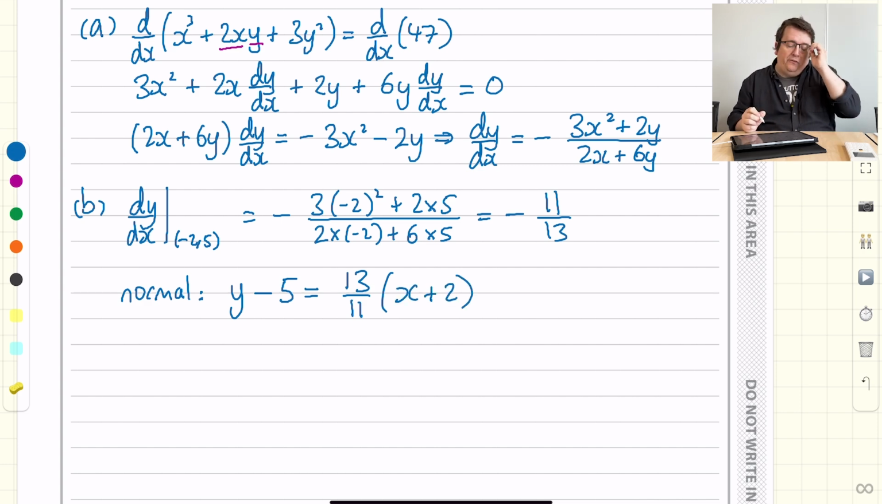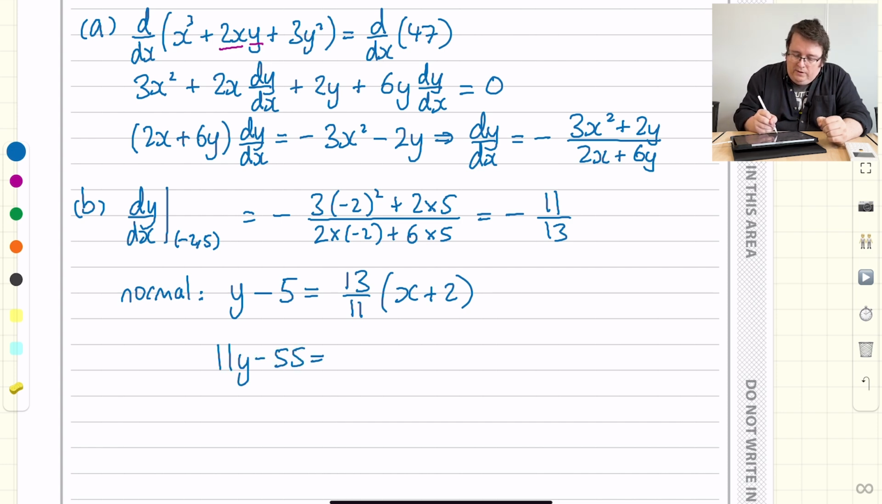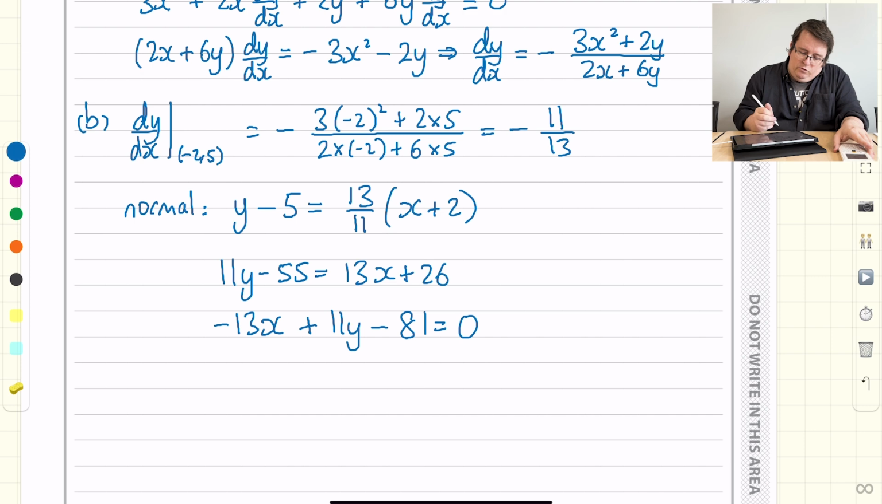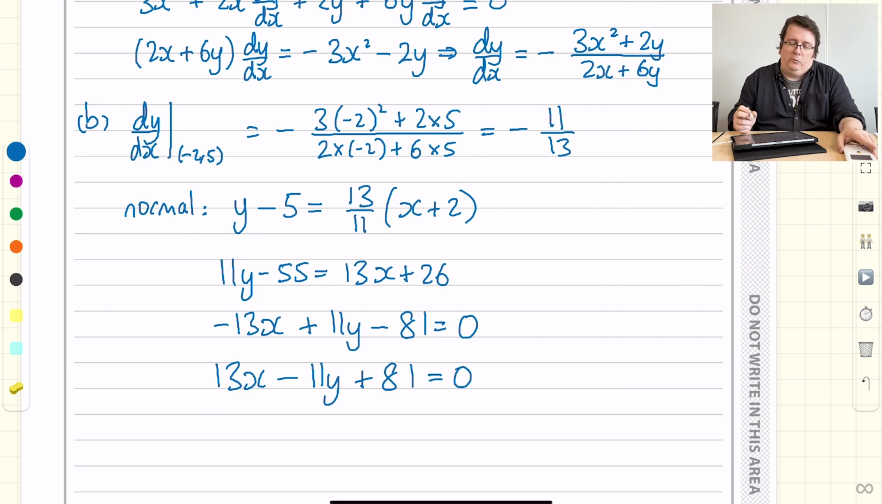Now we need it in this specific form, so let's get rid of the fraction by multiplying through by 11 now. So 11y minus 55, and multiply out the brackets, 13x plus 26. Then subtract 13x from both sides, and subtract 26 from both sides. So minus 81 is equal to 0. And if you prefer, you could write that in that form instead, multiplying through by -1.